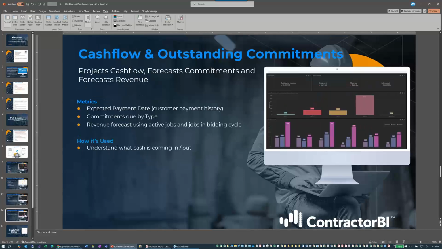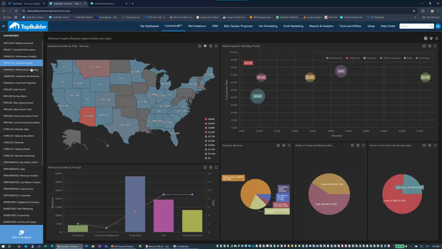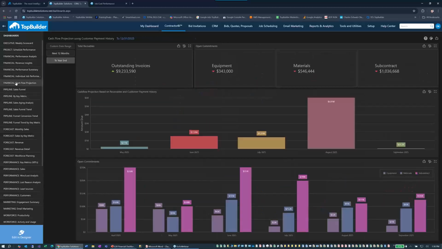Okay, the last one is easy. So this is cash flow and outstanding commitments. We're going to bump in here. Now, this is using your receivables. And it's pulling in a summary for the rest of the year. We're looking at outstanding invoices of $9 million and commitments that we've made to existing projects for equipment, materials, and subcontract. That looks to be just under $2 million, let's say, in outstanding commitments.